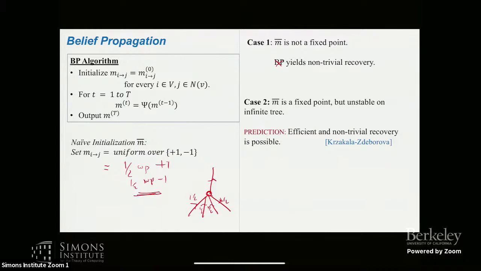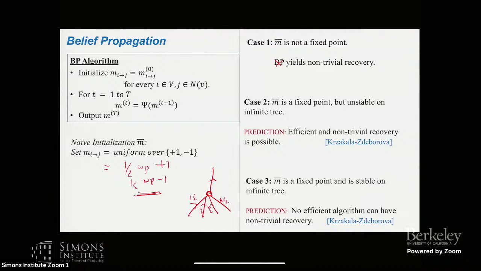But even in this case, there are two things that can happen. One is that your fixed point is somehow unstable. Let's say I perturb it a little bit. Do I move away from the all-halves point? If this naive fixed point is unstable, then the prediction is that efficient recovery is possible. And if the fixed point is stable, then the prediction is that no efficient algorithm can get non-trivial recovery.